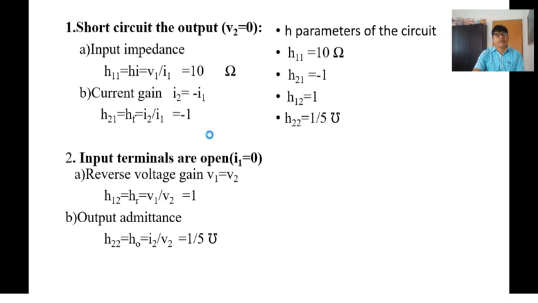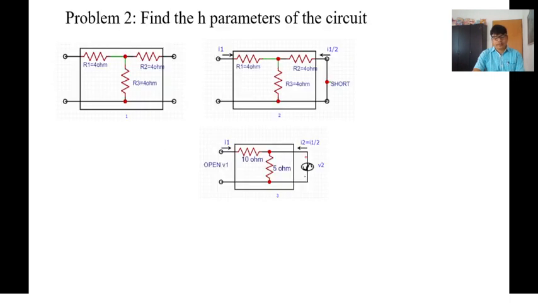Now you can see the second problem here. Find the H parameter of the circuit. This is the circuit in a different format. Here I have R1, R2, R3, so instead of taking only R1 and R2, I have taken one more resistance here. In order to find the first, you again short the output. Hence R2 and R3 become parallel. Therefore the effective resistance you first have to calculate.